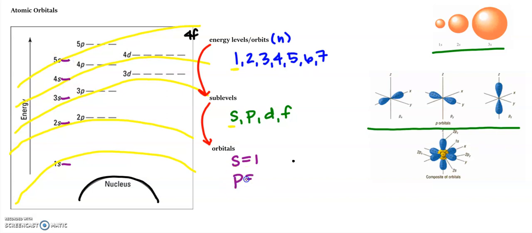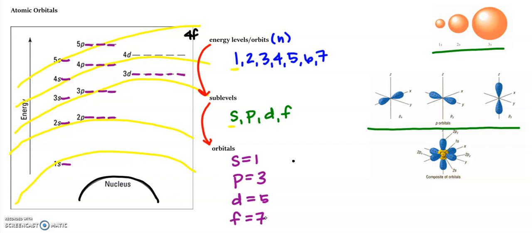P is bigger, right? And it's got these 3 orientations. That's because there's 3 different ways electrons can be in a p orbital. That's why there's 3 lines here for all the p sublevels. So P has 3. D, if you can see, has 5. And F wasn't written out, but F has 7.